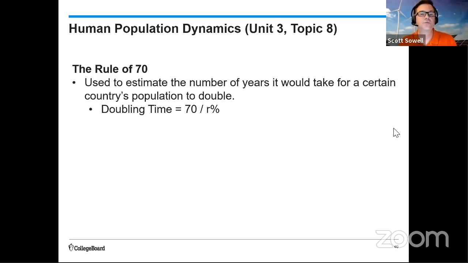And then finally, we get to this rule of 70. And again, you will not be asked to do calculations on the exam, but you may be asked to interpret what a doubling time means. So basically, the rule of 70 says, what's the estimated number of years it'll take for a country's population to double? So the formula is pretty simple. The doubling time is 70 divided by R, expressed as a percentage.